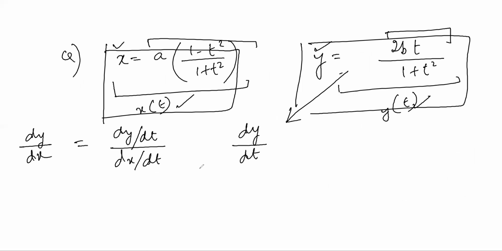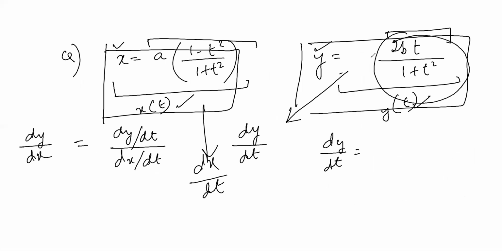Then we will find the value of dx by dt, that is we will differentiate this function with respect to t, and then we will divide both of them and we'll get a value of dy by dx. Okay, so let us do dy by dt. Let us differentiate this. All right, so look at this expression 2.